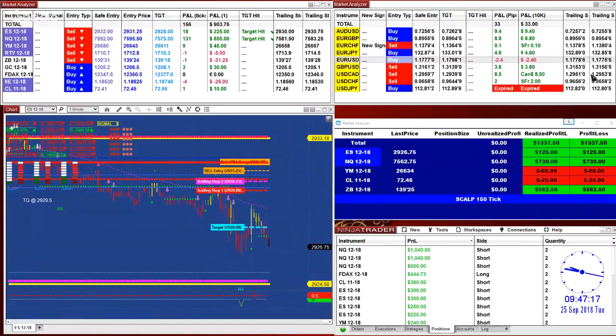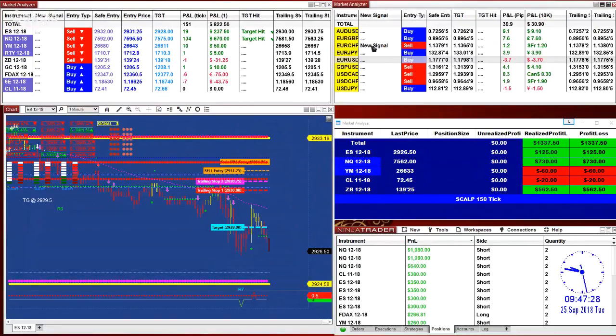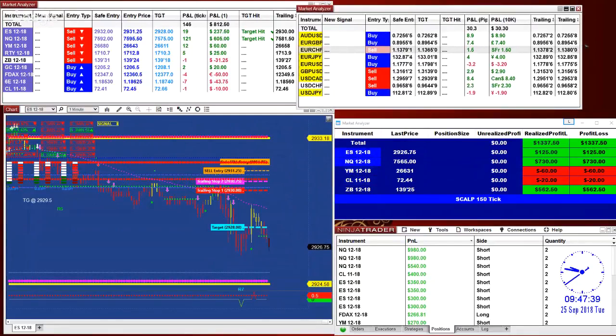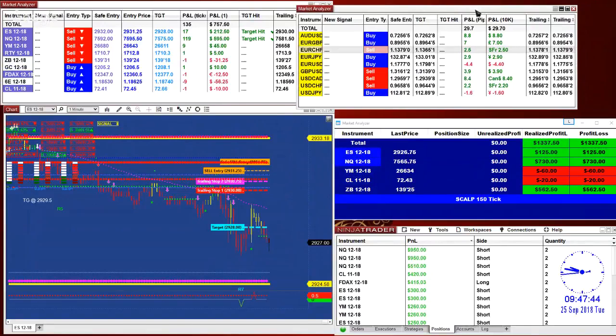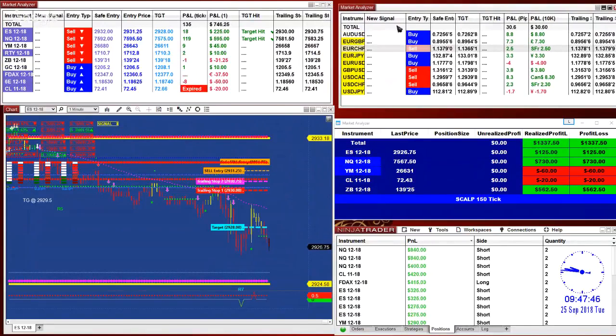The same story here on the Forex. You can use that system on futures, Forex and stocks. As an example, right now on the Forex, we have a new signal. It gives you the entry and the target. And I think we are missing one line here. Let me see. Okay, we have the safe entry and the target. I need to adjust it. There is one line missing in here.